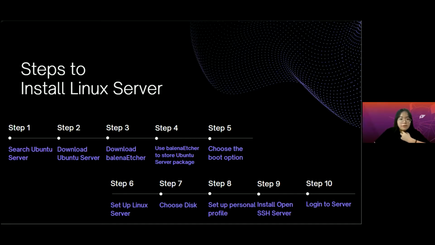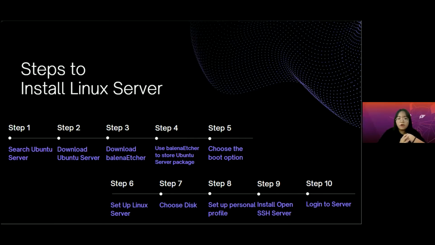For step 4, use Balena Etcher to store the Ubuntu server package. For procedure 1, we need to click on select image and choose the Ubuntu server package. For procedure 2, click on select drive and choose the drive that you want to use to store your Ubuntu server package. For procedure 3, click on flash to start the process.